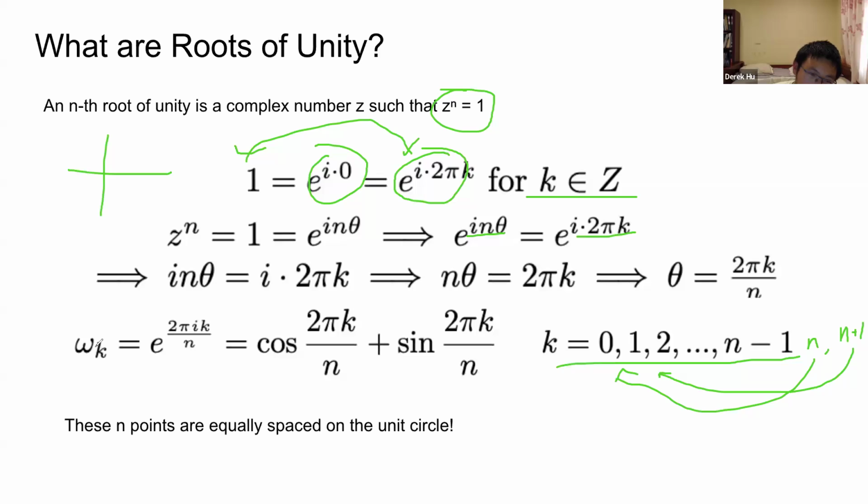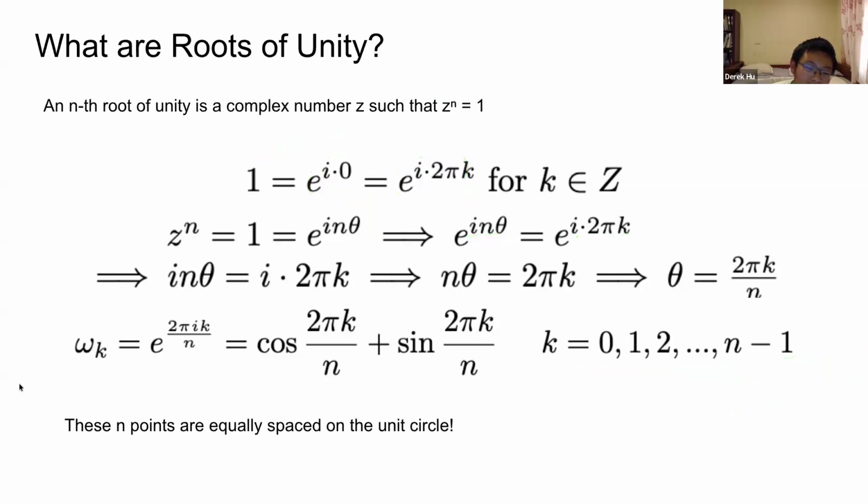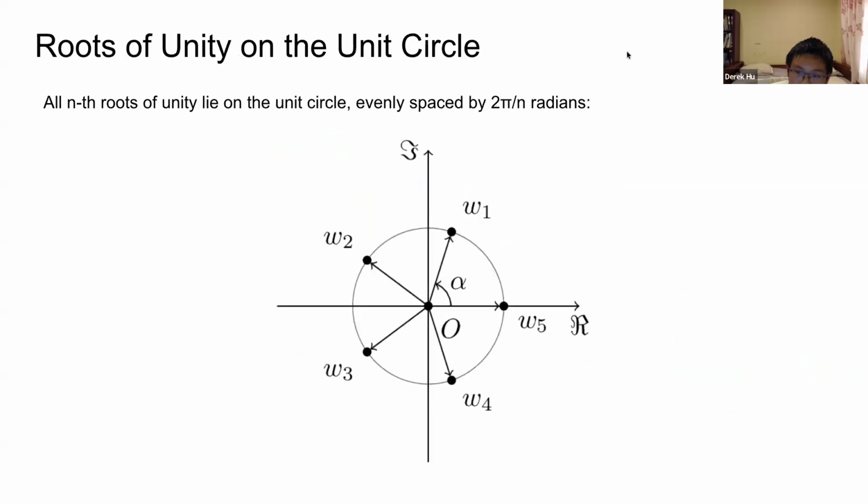So then the kth nth root of unity is e^(2 pi i k / n), and it's also equal to cosine 2 pi k over n plus i sine 2 pi k over n. And these are endpoints that are equally spaced on the unit circle, as you can see here. And these are spaced 2 pi over n radians apart each time. So here we have an example for the fifth roots of unity.